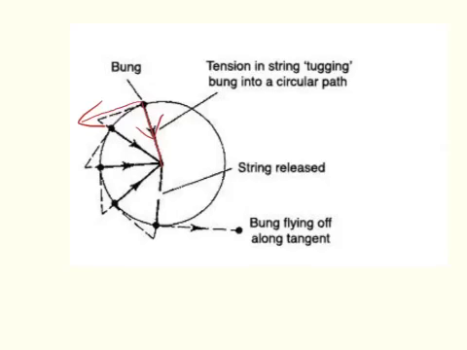Now, that centripetal force, that force towards the centre, keeps changing the velocity, which means that the bung is accelerating. The speed isn't changing, but the direction is. The direction is constantly changing, so the velocity is constantly changing. And if you remember back from P2, acceleration is defined as the rate of change of velocity, so the bung is accelerating.